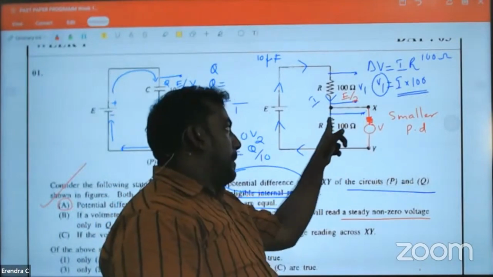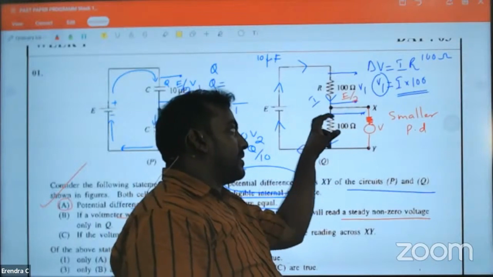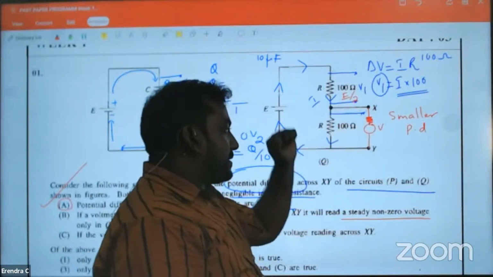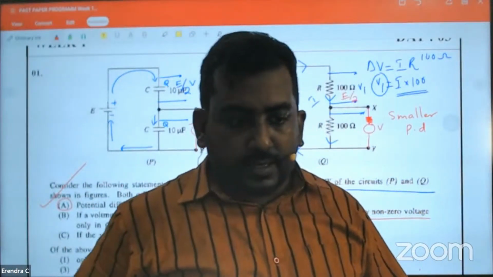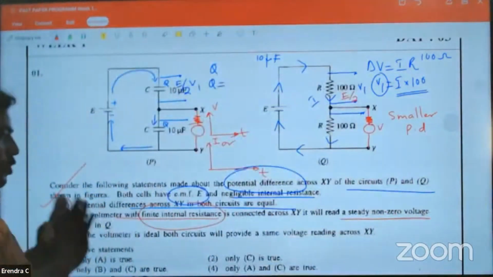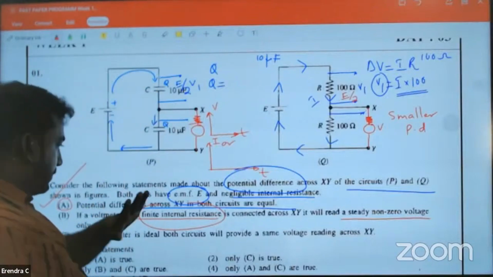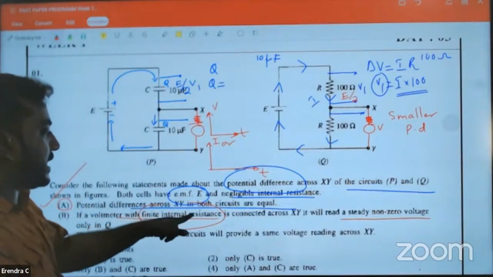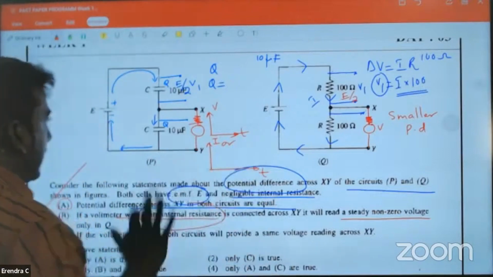One small sentence there: when we connect a voltmeter parallel to the resistor. Clear, right? Okay. So go back, don't worry. Here now, first point: potential difference across X and Y in both circuits. Explain again.